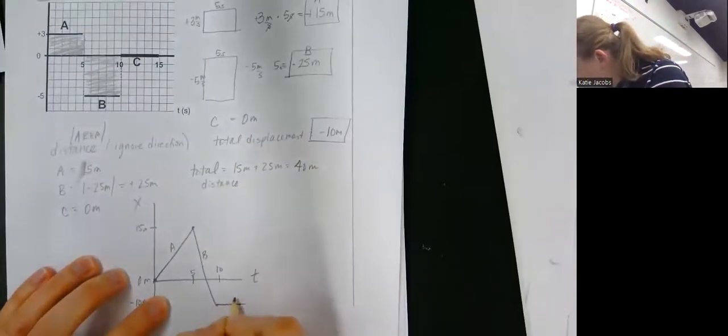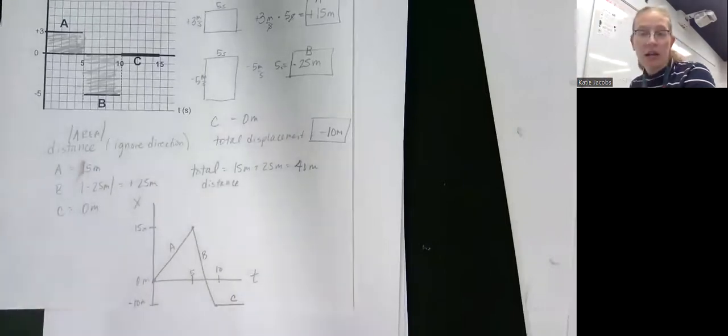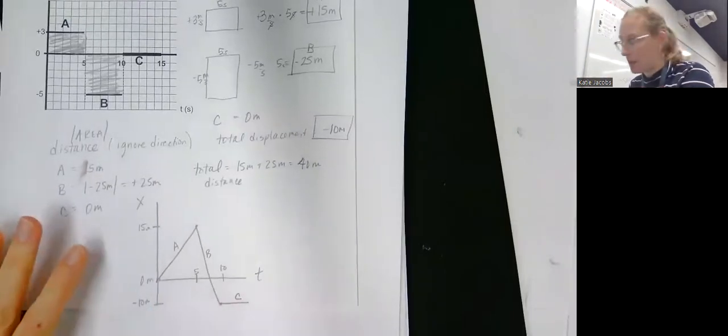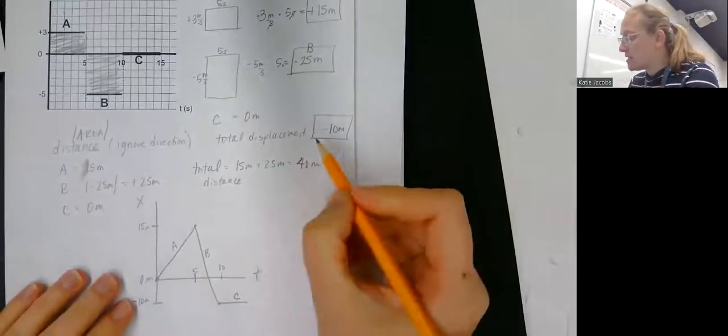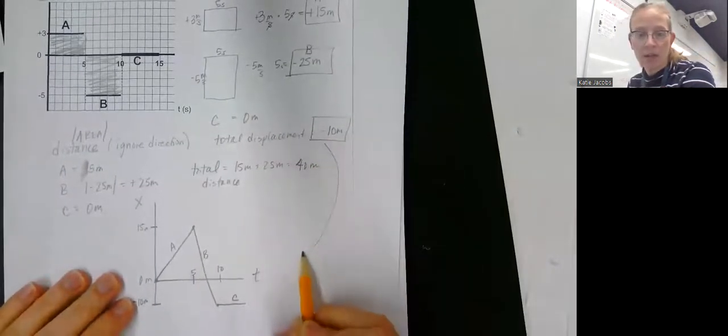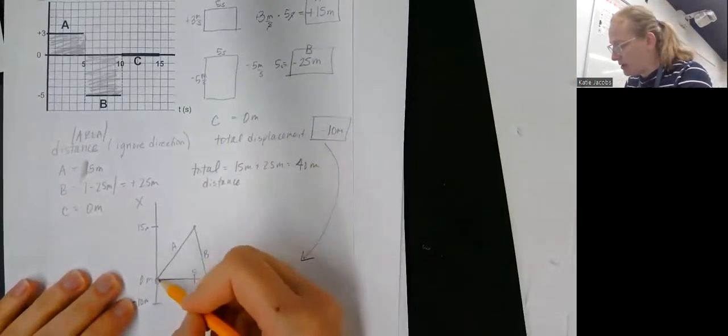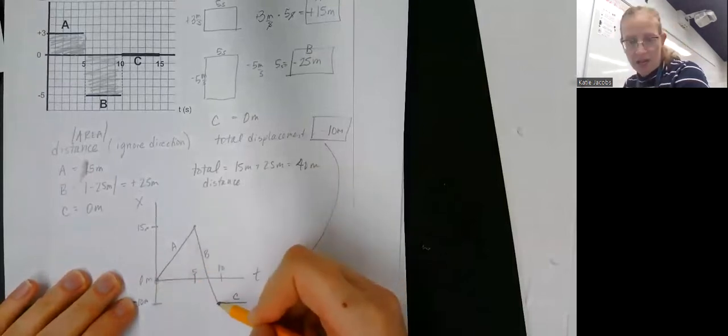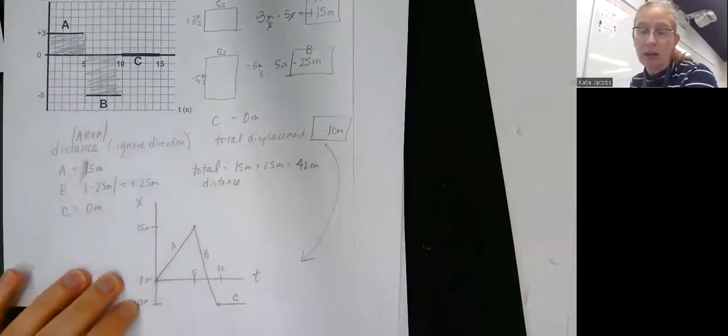Then segment C is at rest. I travel 0 meters. And overall, you can see that my total displacement shows up on this graph. I started at 0 meters. I ended at negative 10. That is an overall displacement of negative 10 meters.